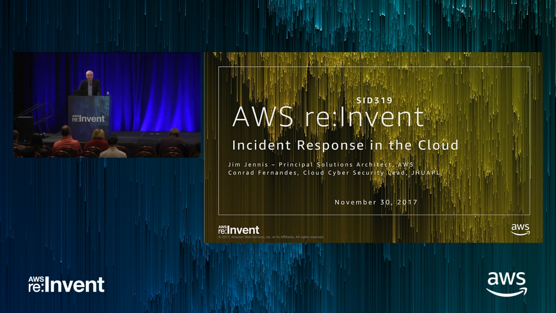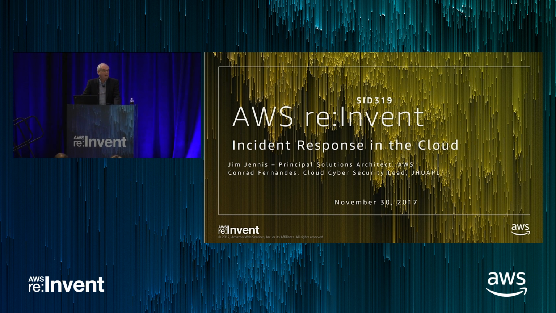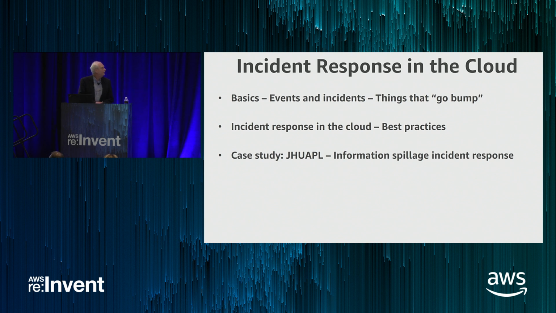My name is Jim Dennis. I'm a Solutions Architect for Amazon. I work in the worldwide public sector federal space, and I support customers both in the Department of Defense and federal civilian agencies. I'm joined today by my colleague Conrad Fernandez, who's the cloud cybersecurity lead for Johns Hopkins Applied Physics Lab.